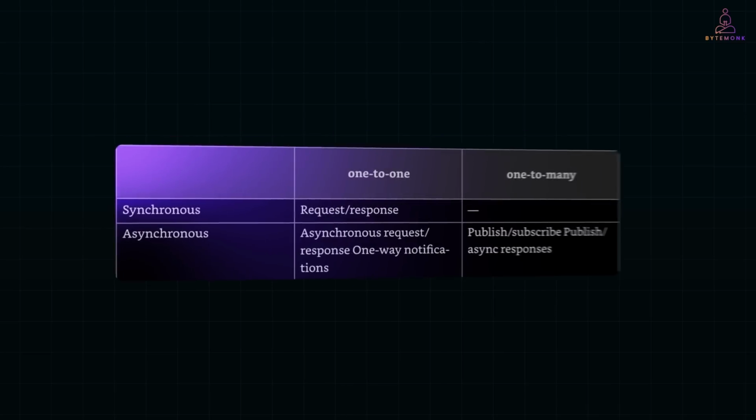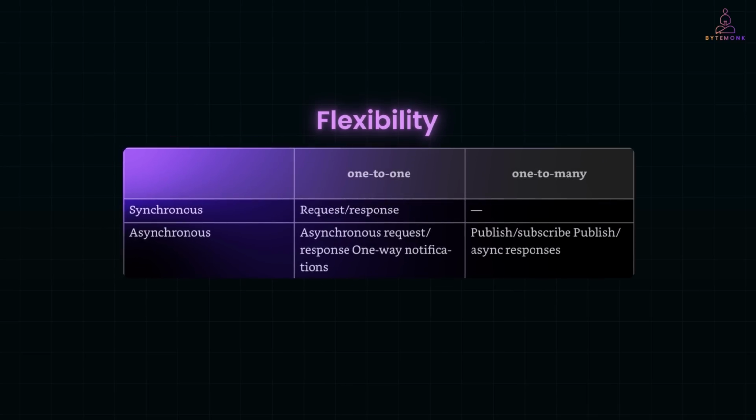One of the great things about messaging is flexibility. It can support all the interaction styles we discussed in the last video, both one-to-one and one-to-many, synchronous and asynchronous. Some of these styles are built right into messaging infrastructure, and others you can layer on top depending on your system needs. This versatility is what makes messaging such a powerful tool in microservices architecture.